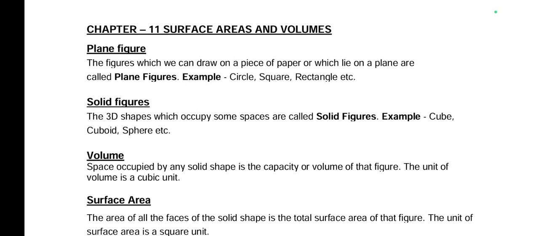For example, plane figures. You know that the figures which you can draw on a piece of paper, or which lie on a plane, are called plane figures, like circles, squares and rectangles. When we're talking about solid figures, the 3D shapes which occupy some space are called solid figures. Example: cube, cuboid, sphere, etc.